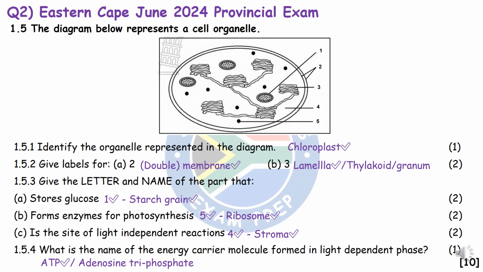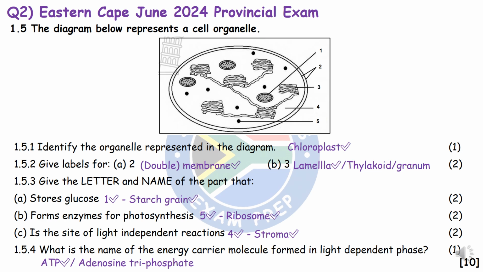3 is the lamella. 3 is the thylakoid. I actually wouldn't say it's the lamella, it is the thylakoid. Remember that the lamella is the extension of the thylakoid that connects two grana to each other. Right, so remember these answers are directly copied and pasted from past papers, and sometimes there are errors.